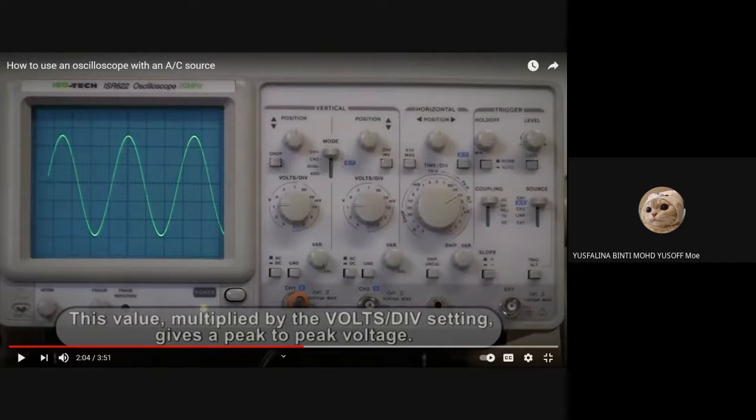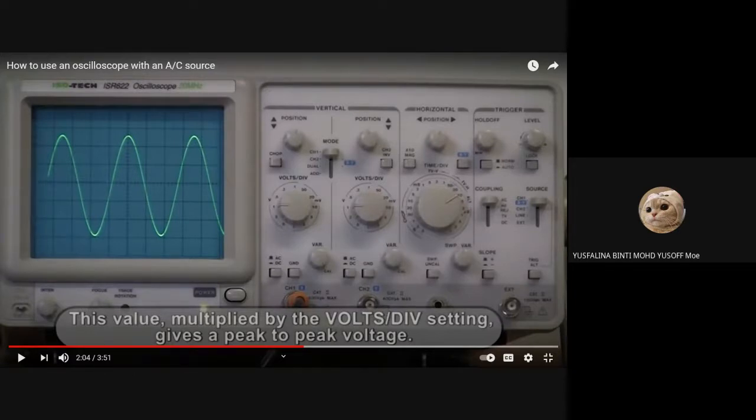So what information can you get from the CRO? There are two types of voltage that you can get. The first one is the peak voltage, and the second one is the peak to peak voltage. Okay, so how do you calculate this? I will give an example.